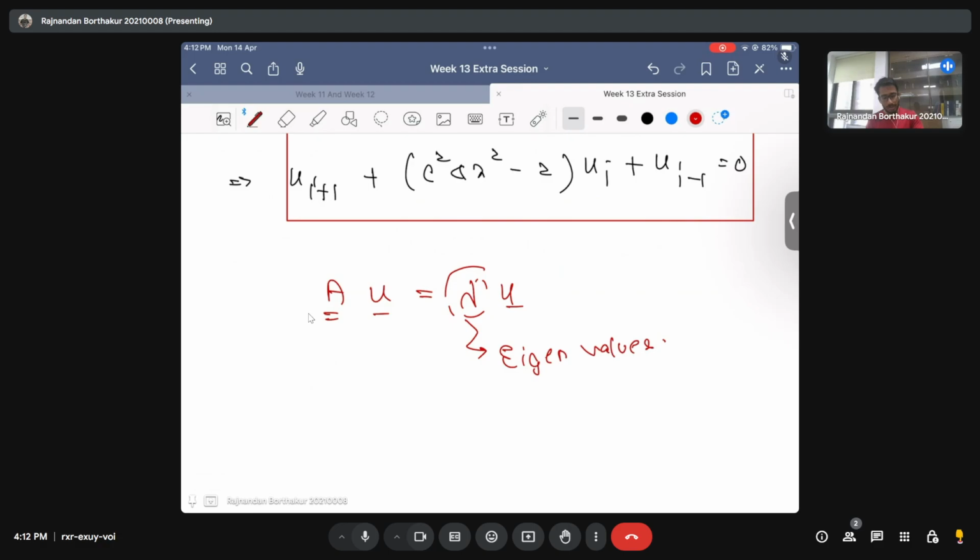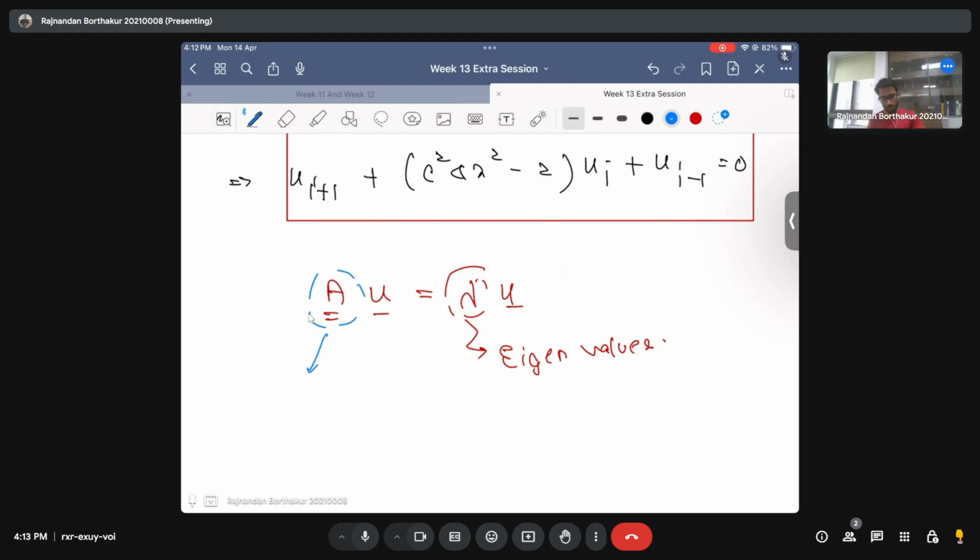And how do you get lambda? Basically, what you need to do is form this matrix A and then calculate the eigenvalues of A. Because this is the definition of eigenvalue: Ax equal to lambda x is the very definition of eigenvalues of matrix A.